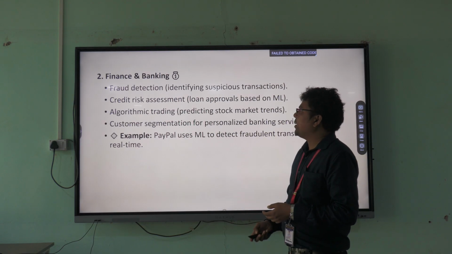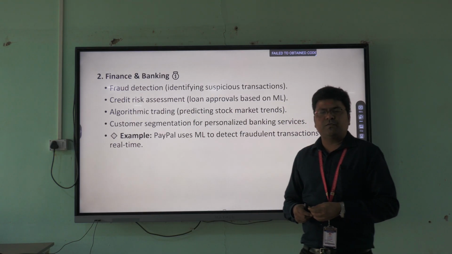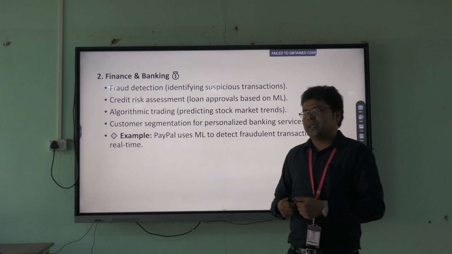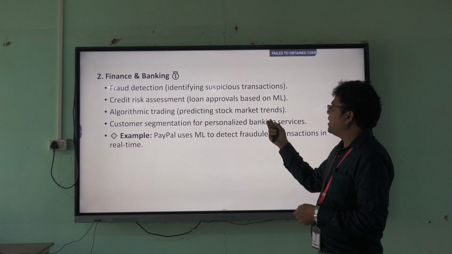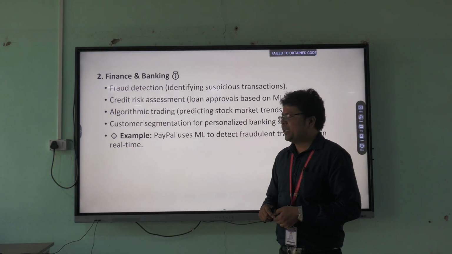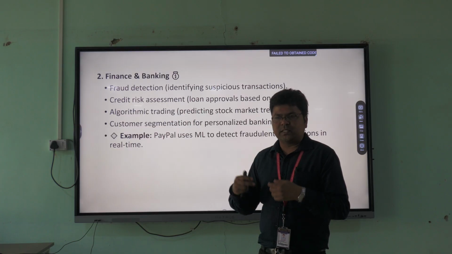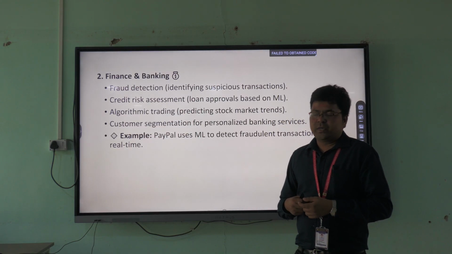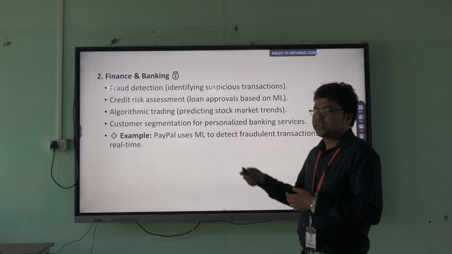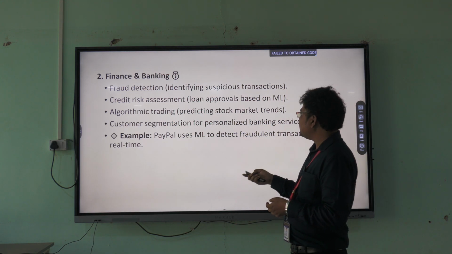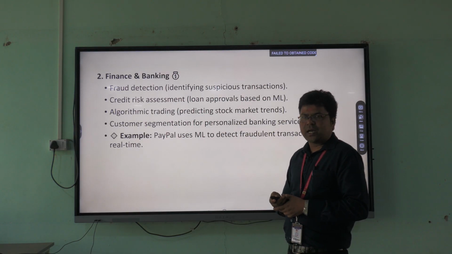And the next is finance and banking. Here also, data science models have been used for credit card fraud detection, risk assessment, and algorithmic trading. In the banking sector, data science models are used for credit card fraud detection, and we can prevent those frauds using these models. For example, PayPal uses machine learning to detect fraudulent transactions in real time.